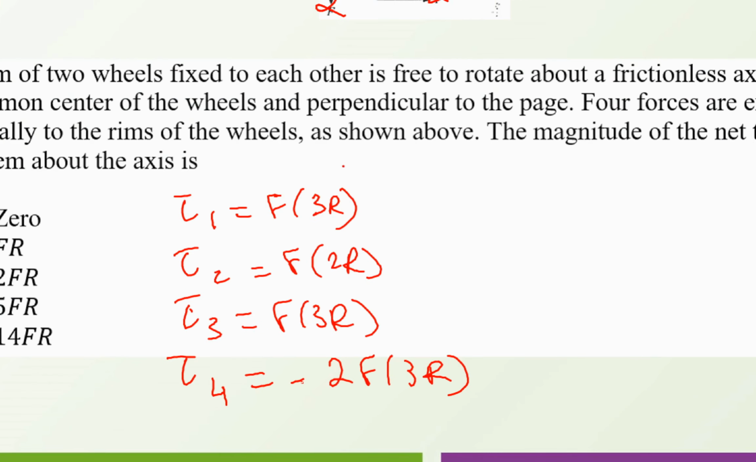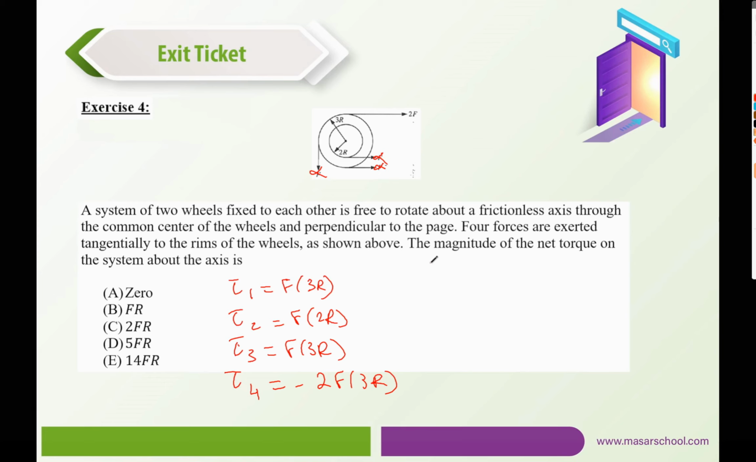Now here what do we have? We have 3 plus 2 plus 3. So 6 plus 2, that would be 8. 8 minus 6, that would be 2. Or you can do it in the following way: 3FR plus 2FR plus 3FR minus 6FR, which is basically double FR, making C the correct answer.